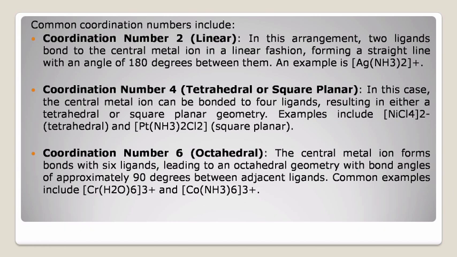Second, coordination number 4, tetrahedral or square planar. In this case, the central metal ion can be bonded to 4 ligands, resulting in either a tetrahedral or square planar geometry. Examples include [NiCl4]2-, tetrahedral, and [Pt(NH3)2Cl2], square planar. Third, coordination number 6, octahedral. The central metal ion forms bonds with 6 ligands, leading to an octahedral geometry with bond angles of approximately 90 degrees between adjacent ligands. Common examples include [Cr(H2O)6]3+ and [Co(NH3)6]3+.